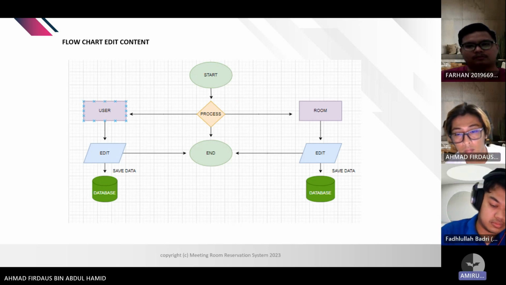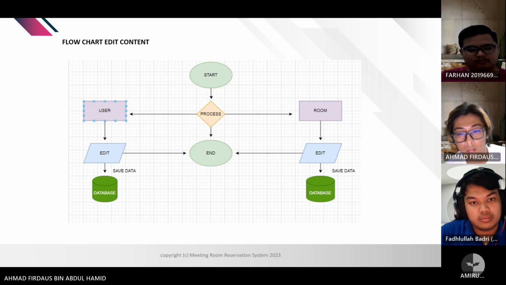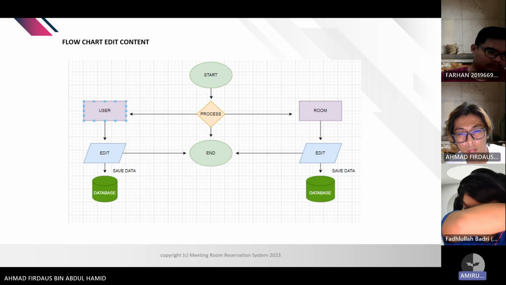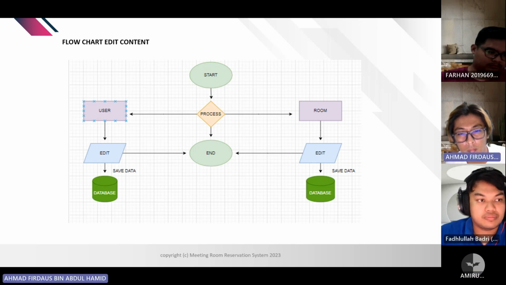Okay, here is the flow chart for edit content. From start, we have process. The process will be divided into two, that is the user and also the room. The user and room have the same process for edit and save the data.